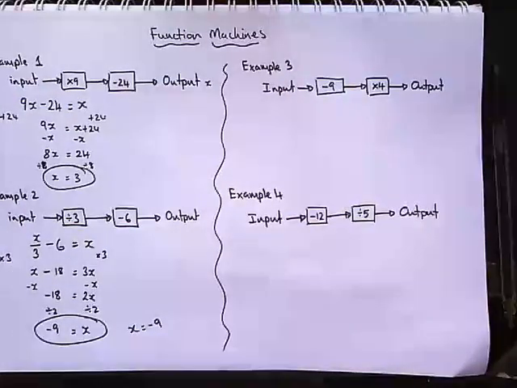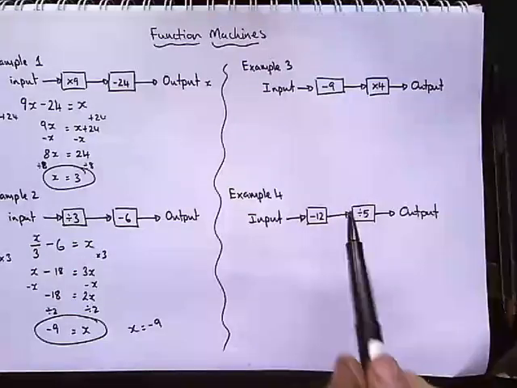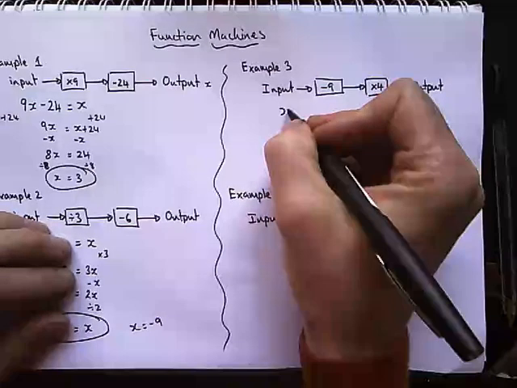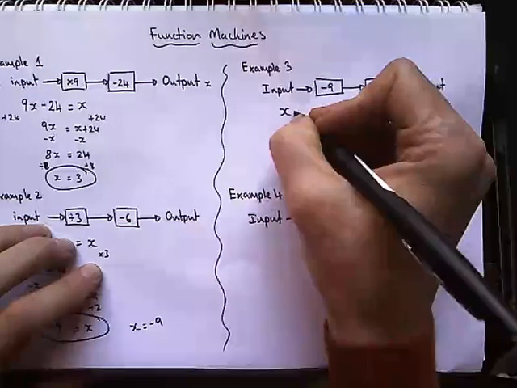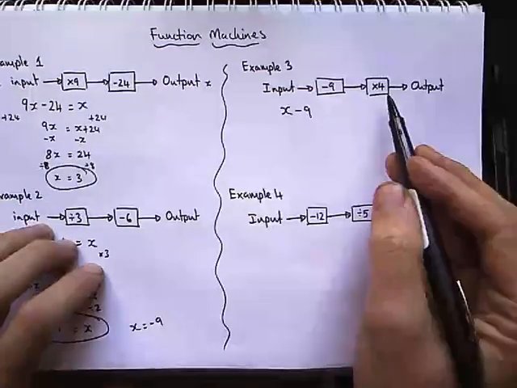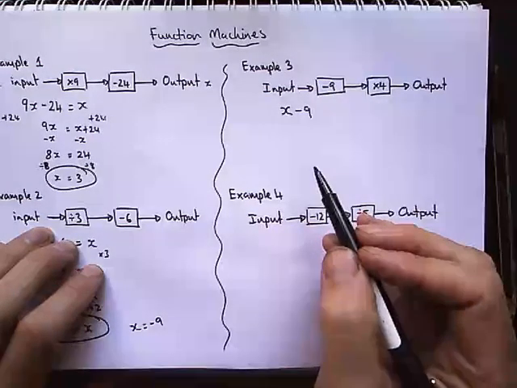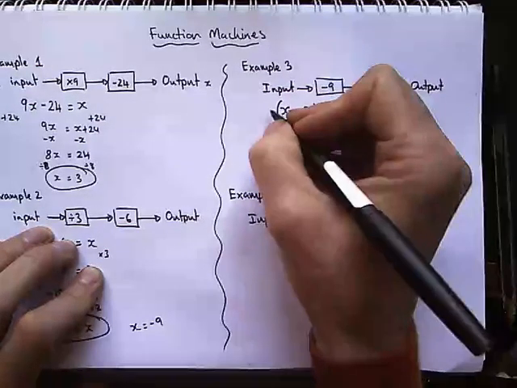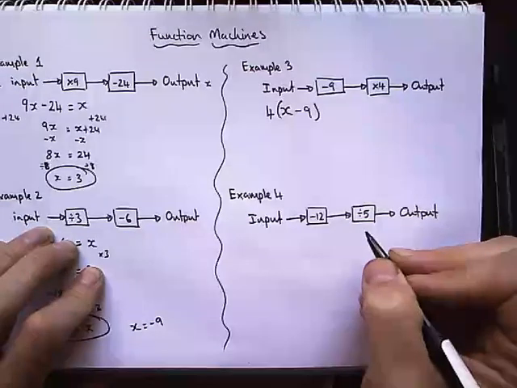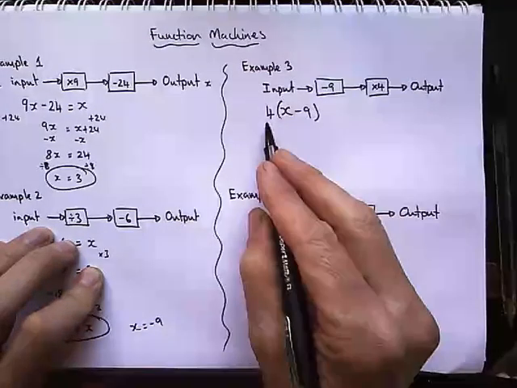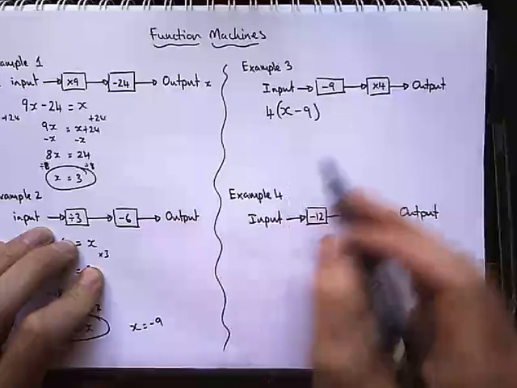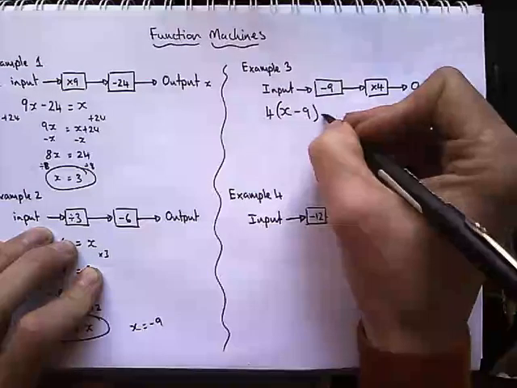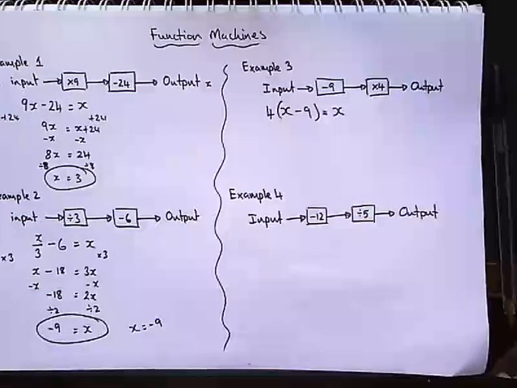Input, take away 9, then times by 4, and then I get my output. So let's write this down. So my input is x. I'm going to take away 9, and then I'm going to multiply everything by 4. So if I'm going to multiply everything by 4, I'm going to put it in brackets first, and I'm timesing by 4. Okay, so I've got 4 lots of my input take away 9. And that's what this says, 4 lots of my input take away 9. We know it's equal to the output, so we put an x over there.